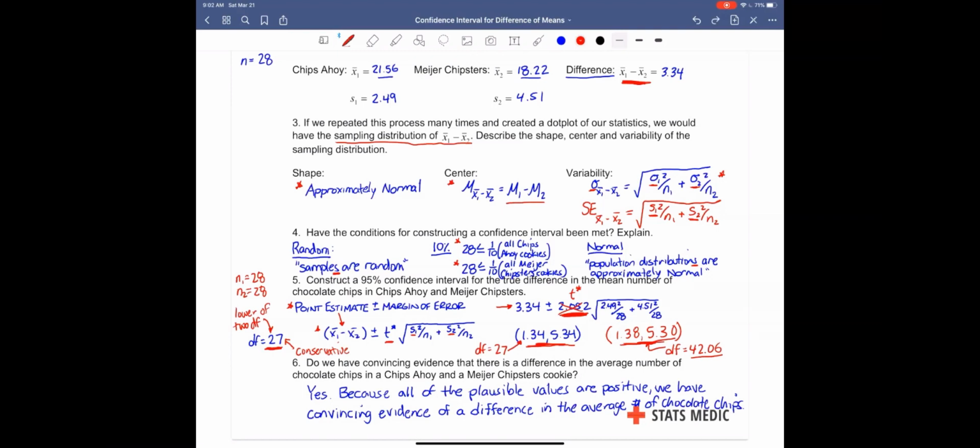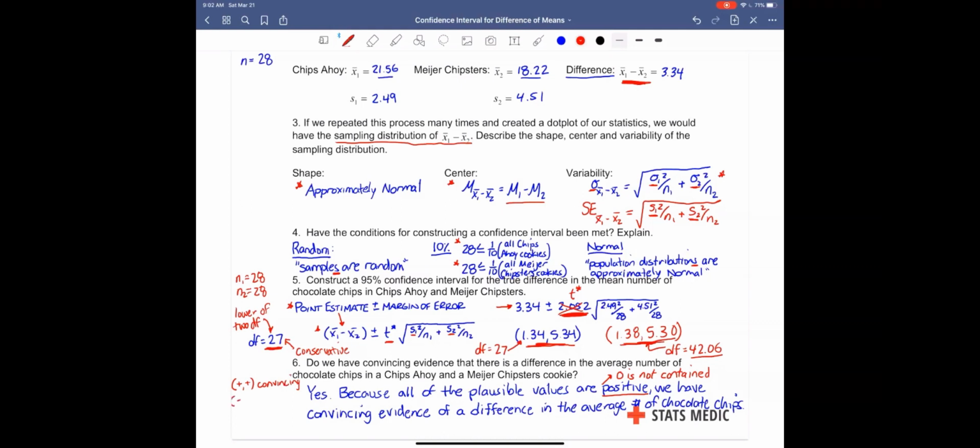So I've justified this by saying that all of the plausible values are positive. And there's another way of saying this. If all of the values are positive, that means that 0 is not contained within the interval. If 0 were contained in the interval, we would think it's plausible that there is no difference. So one other note that we're going to add in here. We got a confidence interval which is positive, positive. And that means that we do have convincing evidence. In fact, convincing evidence that Chips Ahoy has more chocolate chips on average.